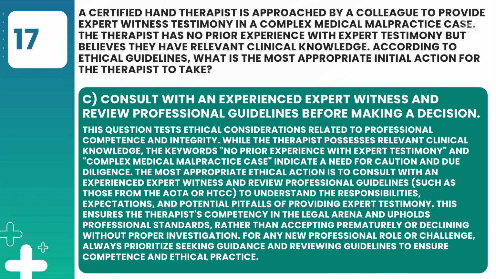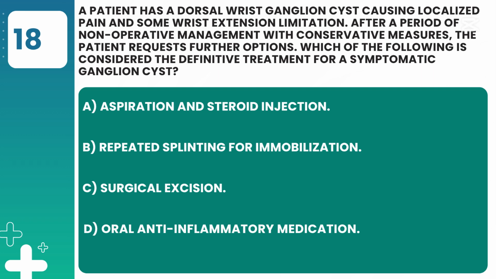ethical practice. Question 18. A patient has a dorsal wrist ganglion cyst causing localized pain and some wrist extension limitation. After a period of non-operative management with conservative measures, the patient requests further options. Which of the following is considered the definitive treatment for a symptomatic ganglion cyst? A. Aspiration and steroid injection. B. Repeated splinting for immobilization. C. Surgical excision. D. Oral anti-inflammatory medication.